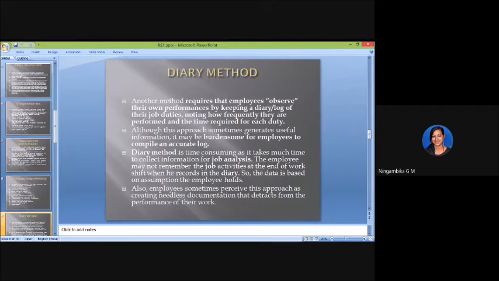Employees sometimes perceive this approach as creating needless documentation that detracts from the performance of their work. So creating this sometimes diverts employees from the work they are actually performing in their present post. So this is all about the diary method. Let us move on to the next one.